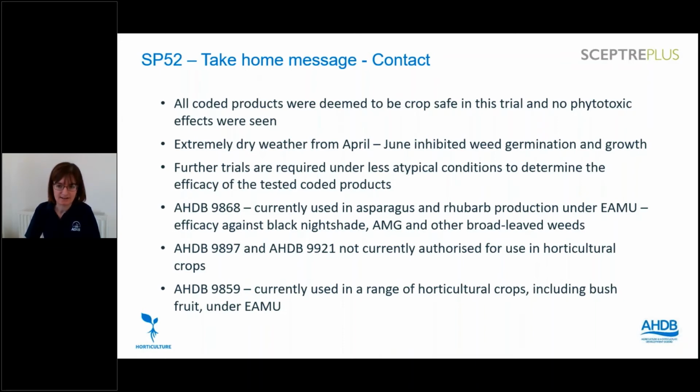9897 and 9921 are not currently authorised for use in horticultural crops, so getting those onto market could take a little bit longer, but that gives you some hope that there are some promising products out there, and hopefully we can try and get these through to market.